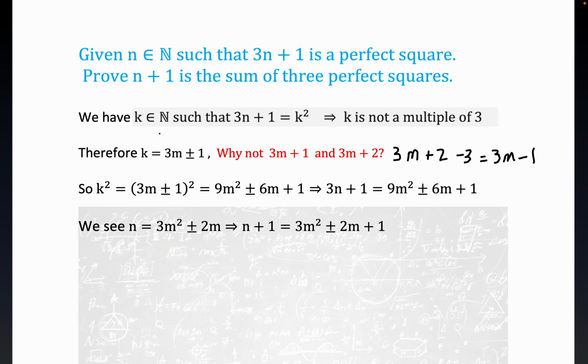Okay, now this is pretty nice because we're interested in showing that n plus 1 is the sum of 3 perfect squares. So when you add 1 to n, you actually get this statement right here. Okay, and again, that's pretty straightforward right there. You get that statement when you add 1 to both sides. But notice what happens here, something very, very nice.